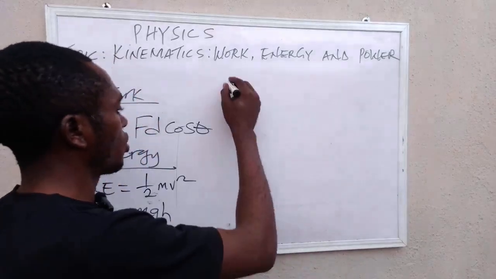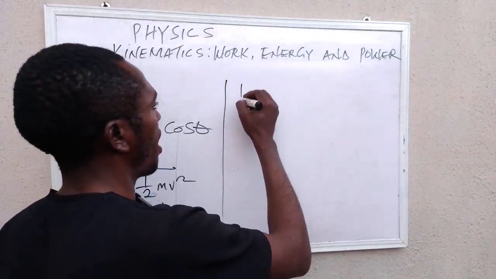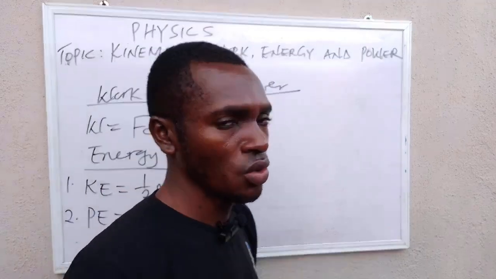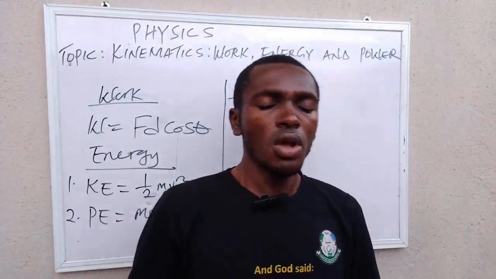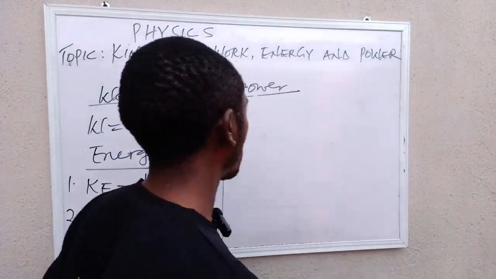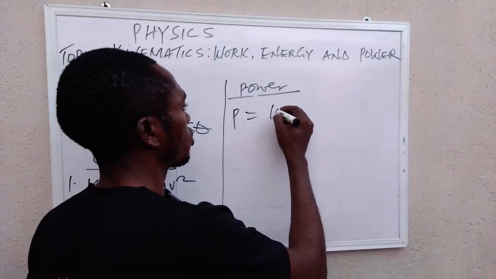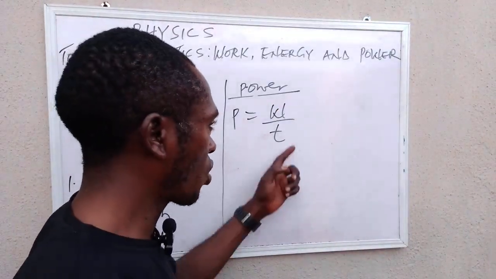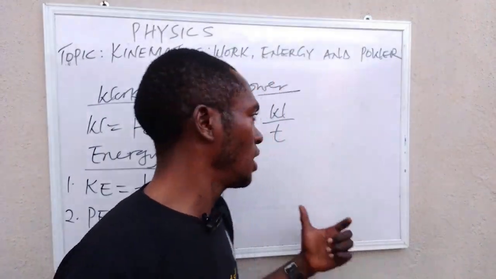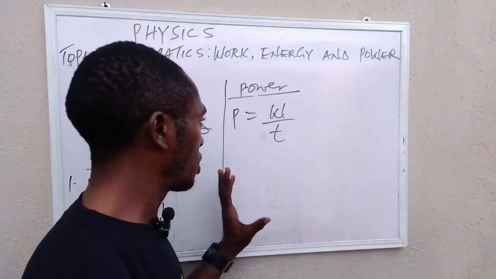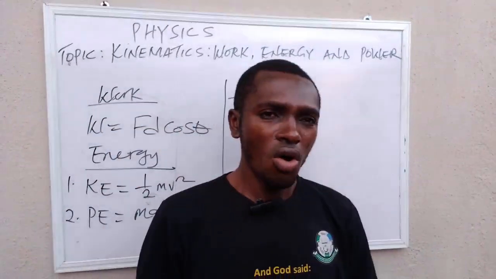And then the next thing we're going to look at is the concept of power. What is power? Power is defined as the rate at which work is done, or you can say power is simply energy transferred. Power is calculated as P equals W over T, where W is work done in joules, and T is time in seconds. These are what these three concepts are all about.